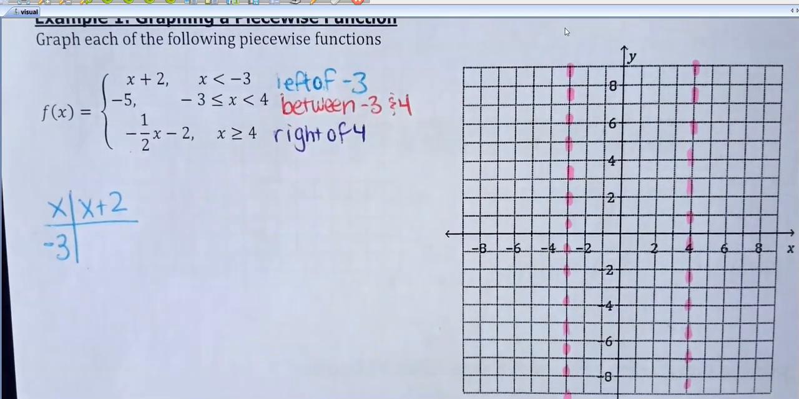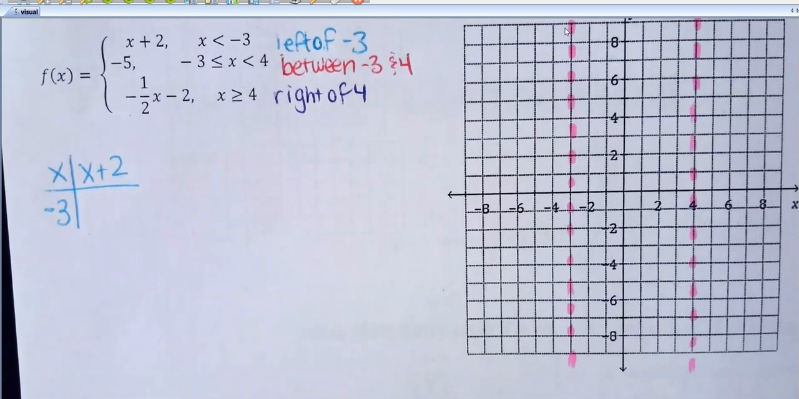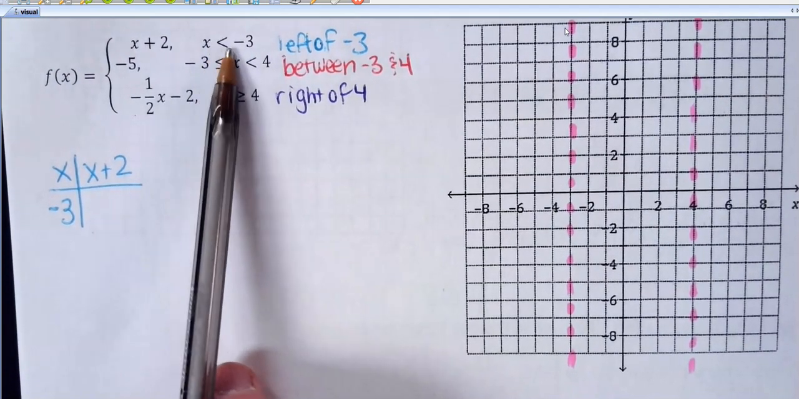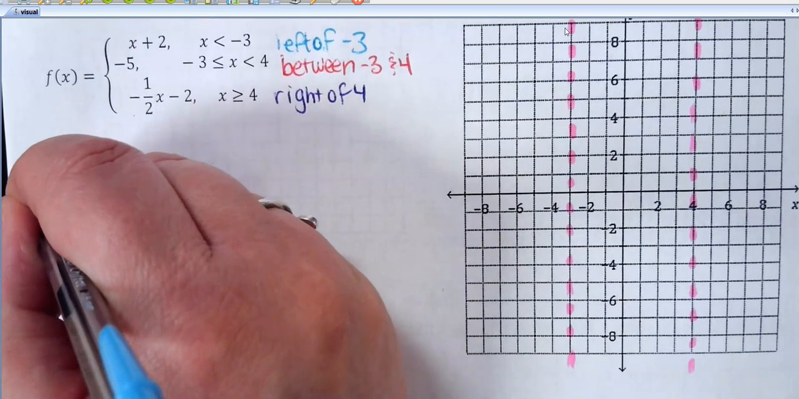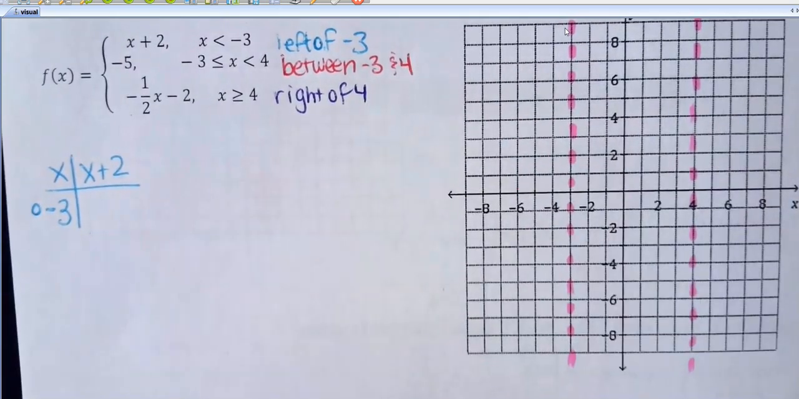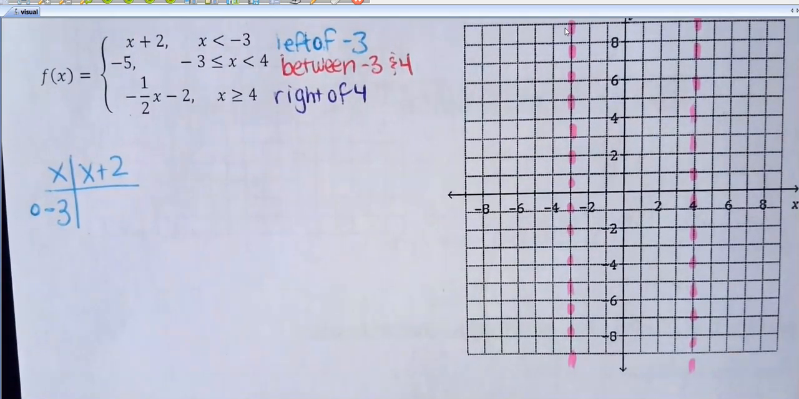And then you don't have to do this, but I usually make a little note for myself: should that be an open circle or a closed circle where it touches that boundary line? So this is x is less than -3. So I just make a little note to myself that that should be an open circle. It should not actually touch the line at that point, so you'll see an open circle there.